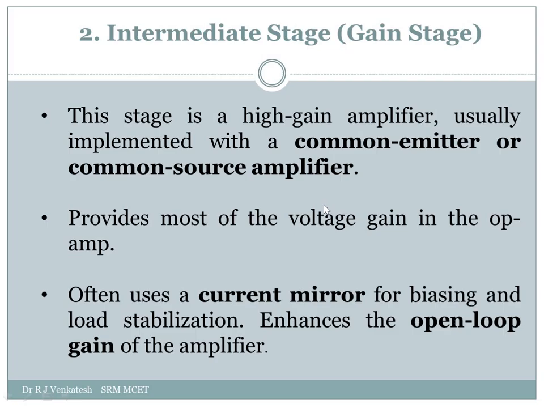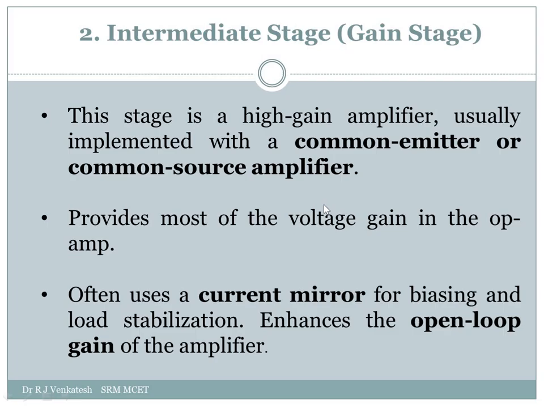The second stage is the intermediate stage, it's nothing but the gain stage. This stage is a high gain amplifier, usually implemented with a common emitter or common source amplifier. It provides most of the voltage gain in the operational amplifier. It uses a current mirror for biasing and load stability, providing the load stability and enhancing the open loop gain of the amplifier.